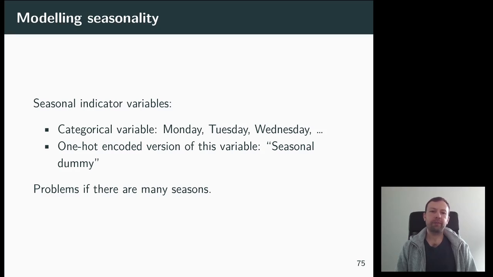However, you obviously have problems if there are many seasons. With a weekly seasonality in a daily series, you obviously just have Monday to Sunday, so 7. But think about a weekly series with a yearly seasonality. Now you have 52 different weeks. And so then this one hot encoding can obviously blow up a bit.